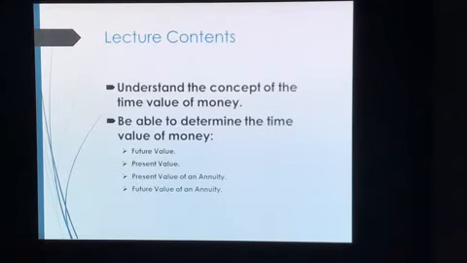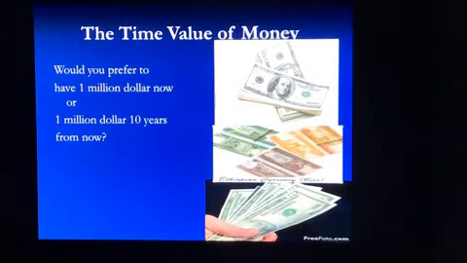In case of annuity, we have multiple cash flows, and we are supposed to calculate the present value of these cash flows as well as the future value of the cash flows. Now moving one by one, first of all we need to define the time value of money.